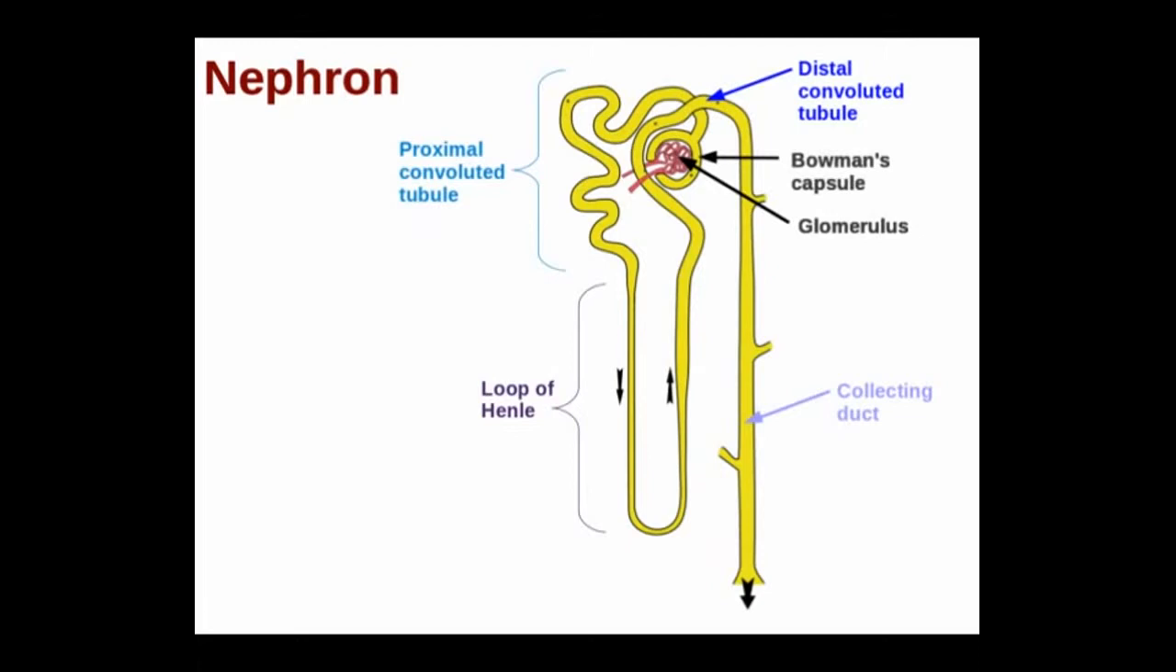From the collecting duct, the filtrate passes into the ureter, from where it moves into the bladder as the substance we call urine.